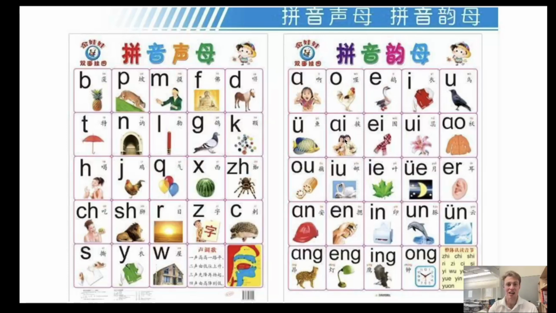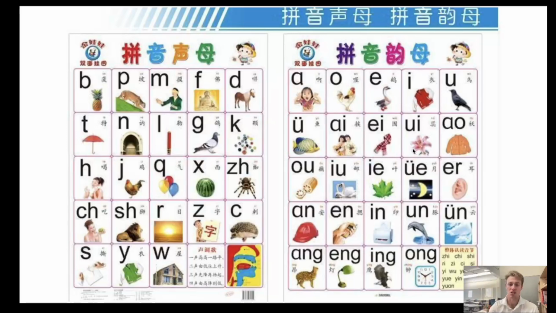Next we have I, A, Wei, Ao, O, Yo, Ye, Yue, R, An, In, Wen, Yun, Ying, Ong. There are a couple of other sounds that is important to note.